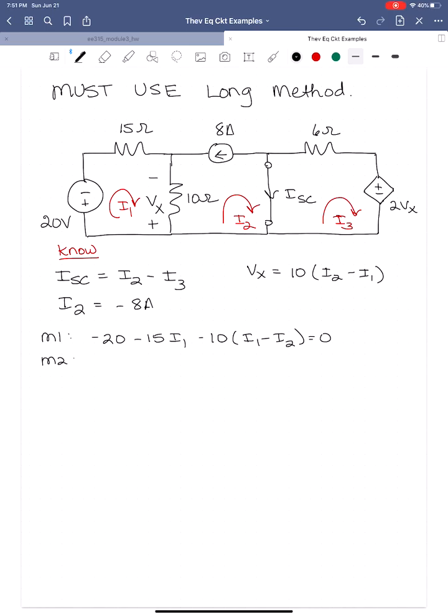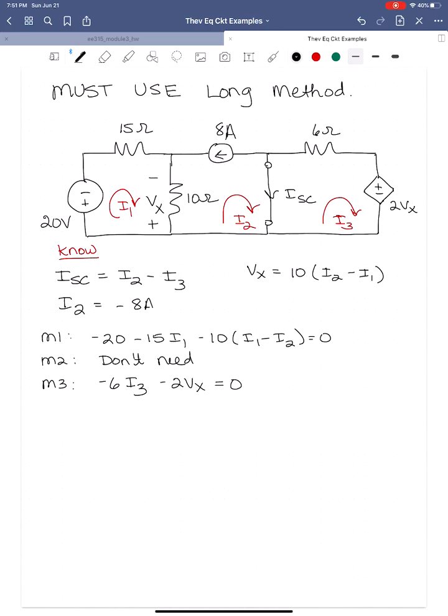Mesh 2 we don't need, because we know what mesh 2 is. It's minus 8. Mesh 3 we need. As we go around here, there's no voltage here. This is a short circuit, so there's no volts here. So we're going to go up to the 6 ohm resistor. So we're going to have minus 6 times I3 minus 2Vx is equal to 0.